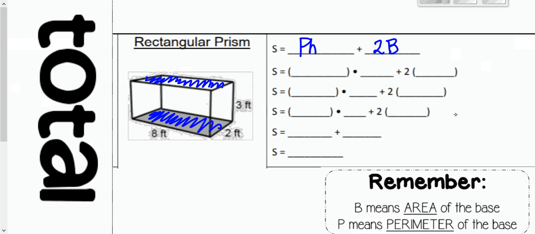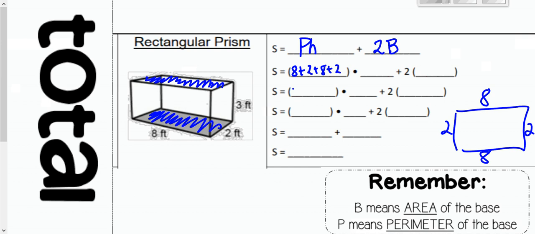Okay, I'm going to draw my base again over here to the side. 8, 2, 8, and 2. We know that we're going to do 8 plus 2 plus 8 plus 2. We know that that's really 10 plus 10. We know that gives us 20. So I'm kind of skipping some steps since we just did that with our lateral surface area. We know we're going to multiply by my height, which is 3. So I'm taking this and multiplying by 3.